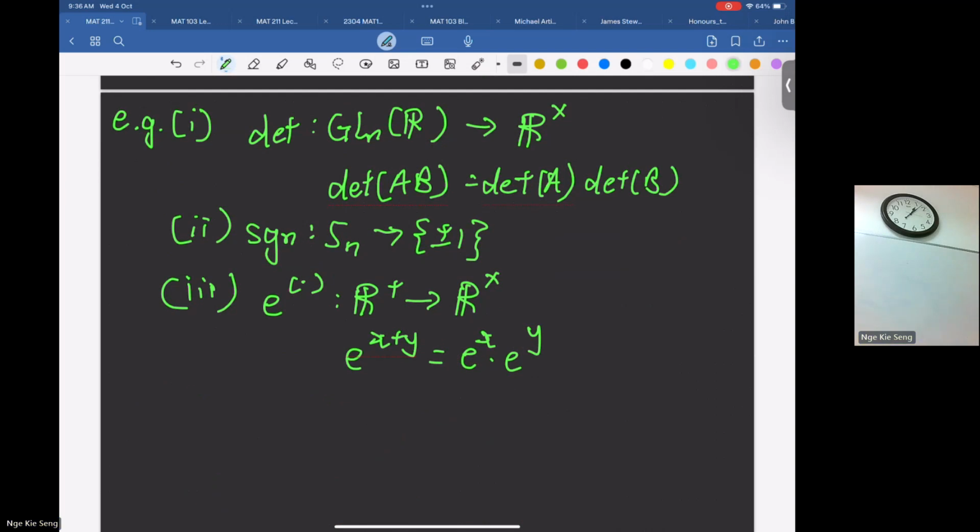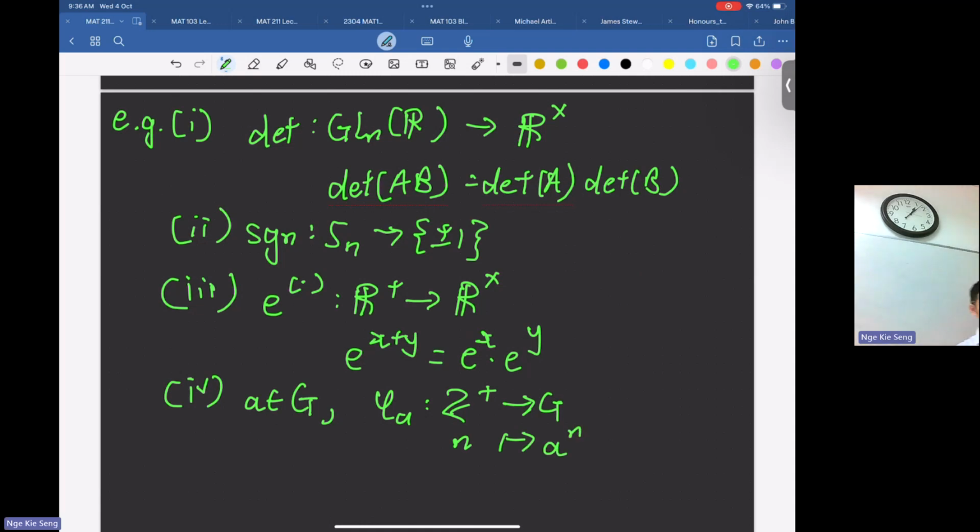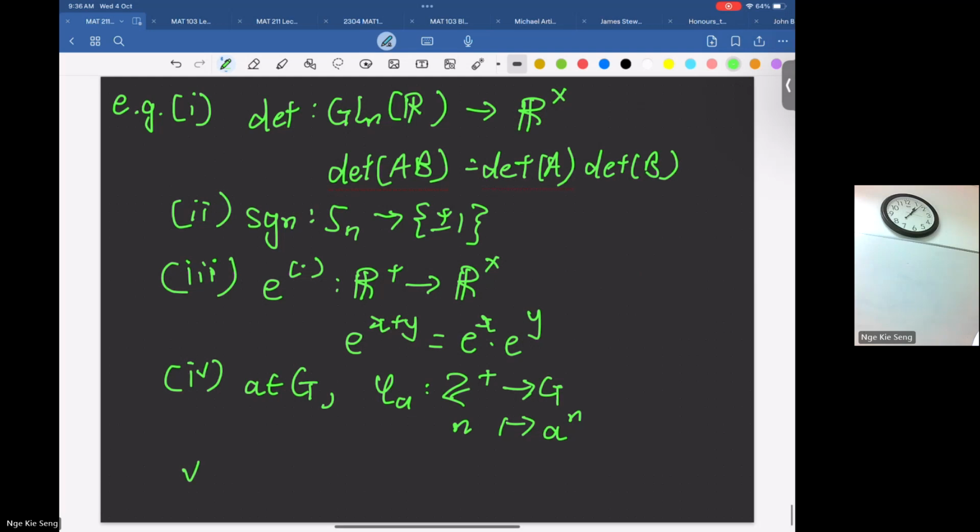Next, what kind of map? For example, if you take any element a in G, and you have a map from Z plus to G, which sends n to a^n, this is also a homomorphism. This is similar to example 3 actually.